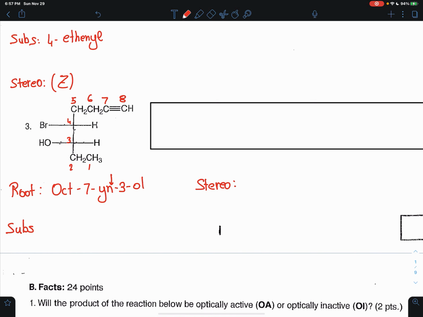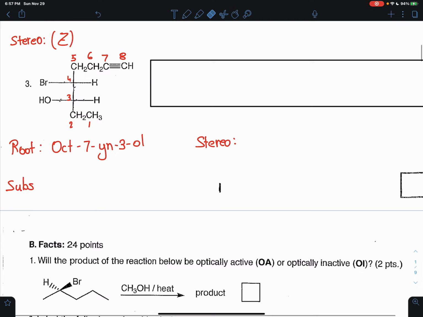Remember, you get rid of the E here because E and O are both vowels. You cannot put two next to each other. So just keep that in mind. Now, let's look at the subs. We have one substituent in this case, and that one substituent is going to be the bromo. It's on carbon number 4, so that's going to be 4-bromo.